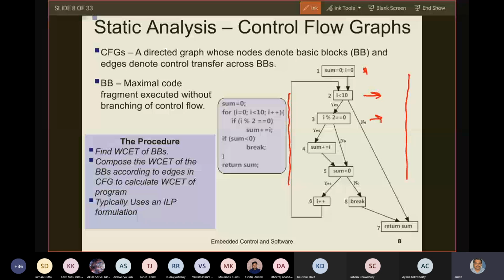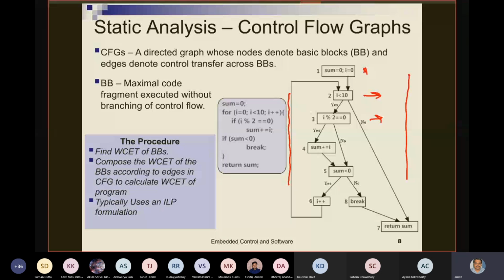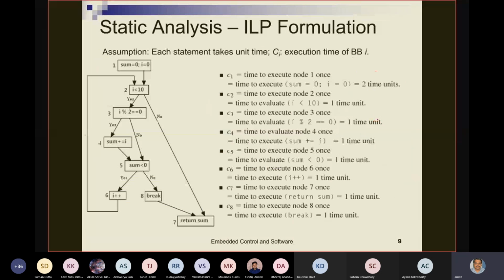So with this much understanding, we gave an ILP-based mechanism, an integer linear programming based mechanism, to find the worst case execution time of the program. The program is represented through its control flow graph, and we want to find out the worst case execution time of the control flow graph.